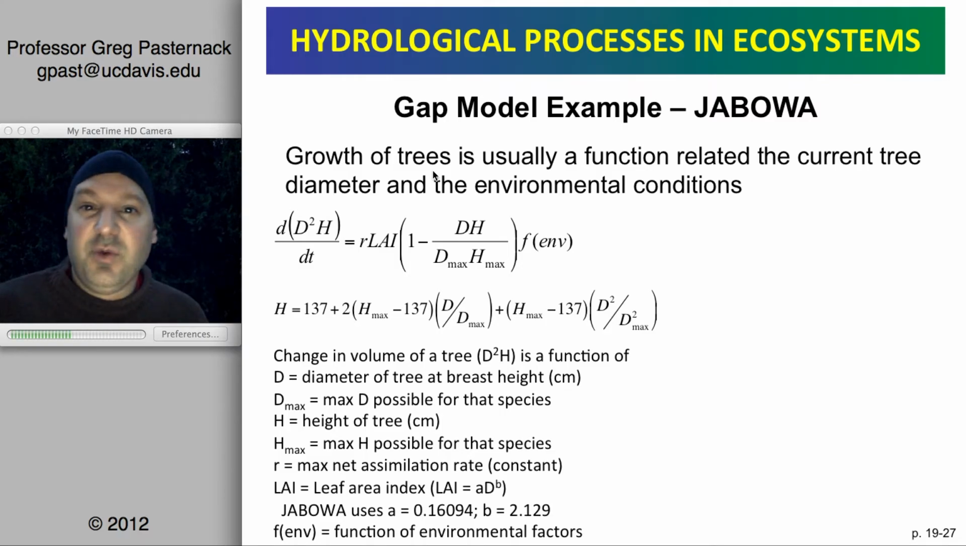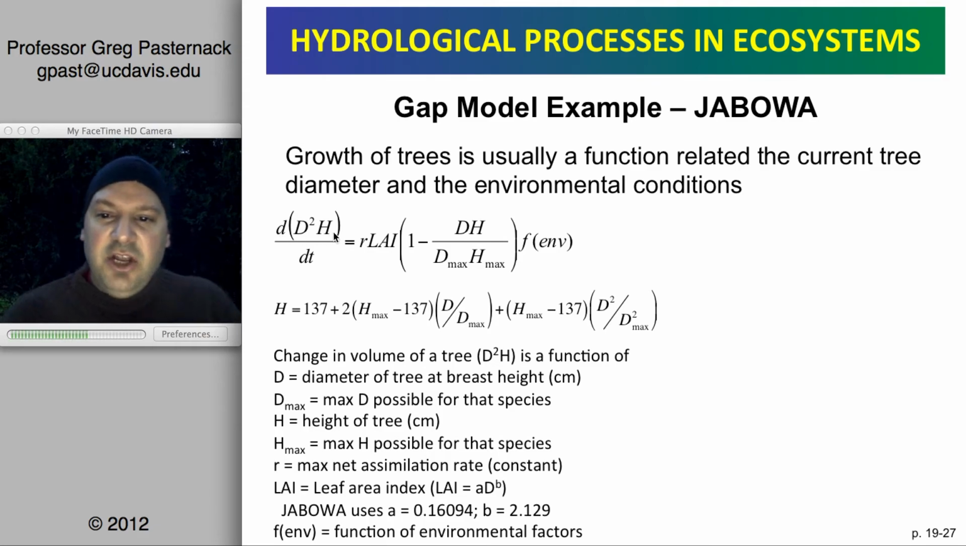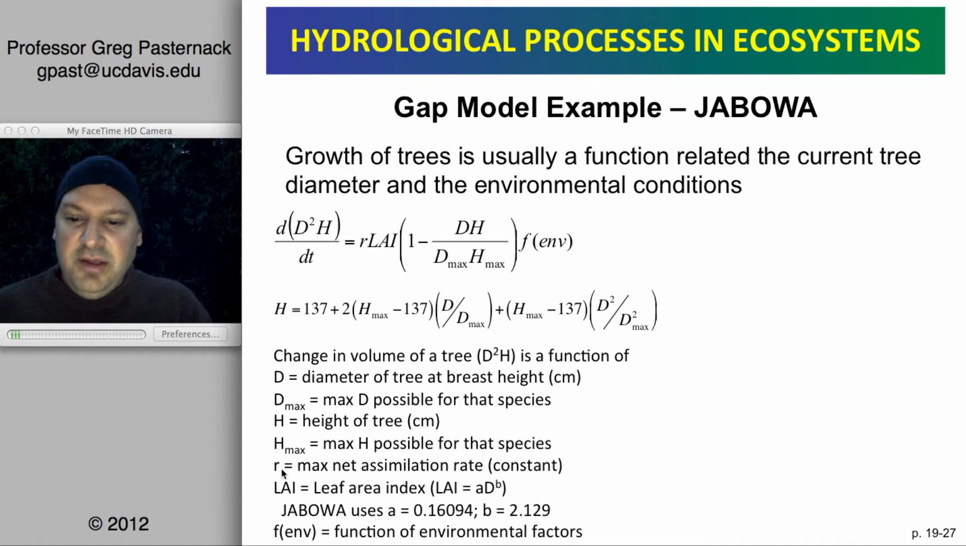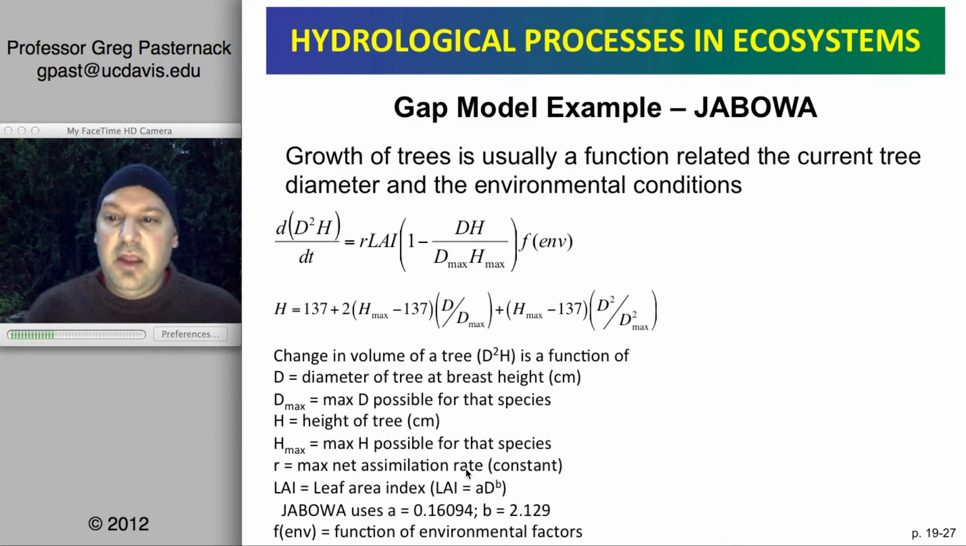Like, hey, if it's really dry or there's not enough light, then there's going to be harm to that tree. And so you can see here in this equation, d squared h, that's the volume of the tree. If you think of a tree as a cylinder, h is the height and d squared is like the area. So that's the volume of the tree. So the change in that volume through time is going to be a function of the essentially maximum net assimilation rate, like that's the growth rate of the tree.